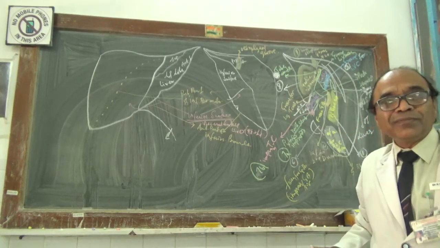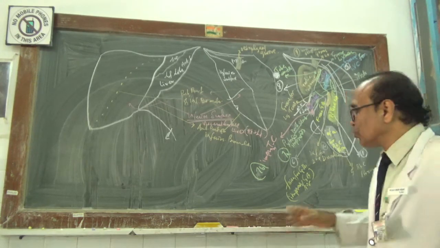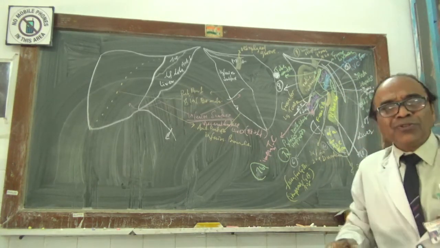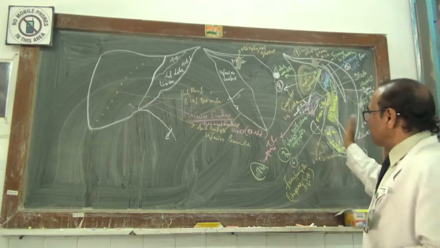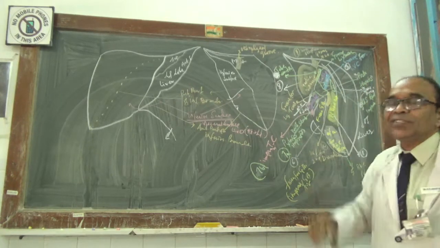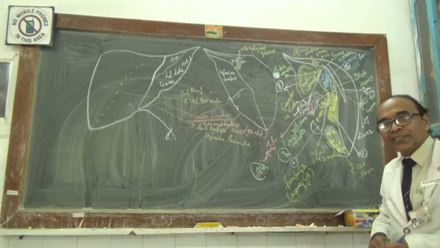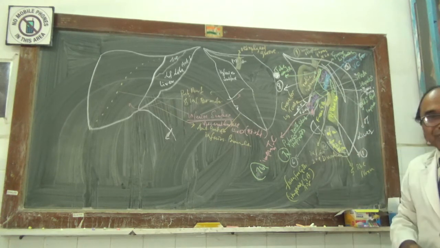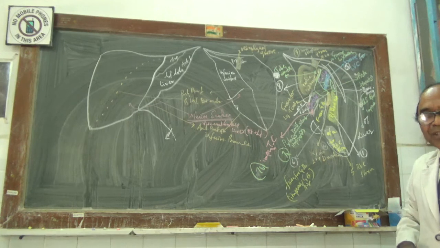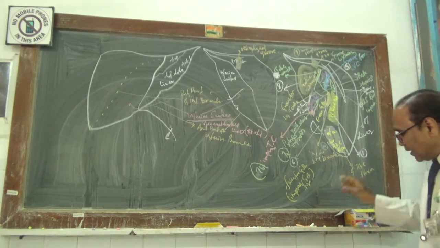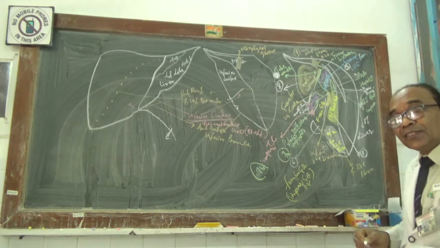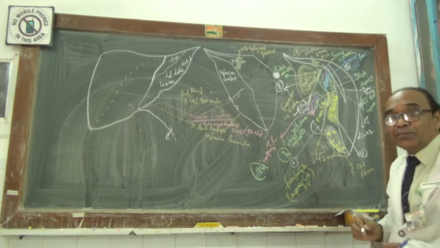Maybe the solid, maybe the hollow, maybe the semi-hollow. All are there. So these are the things how it will be there. Now on the inferior surface of the entire right and left lobe of the liver, you are going to have some fissures.